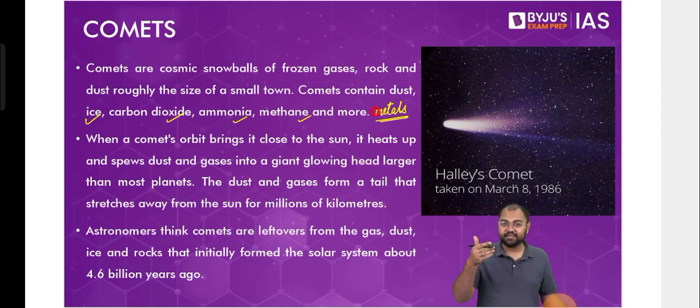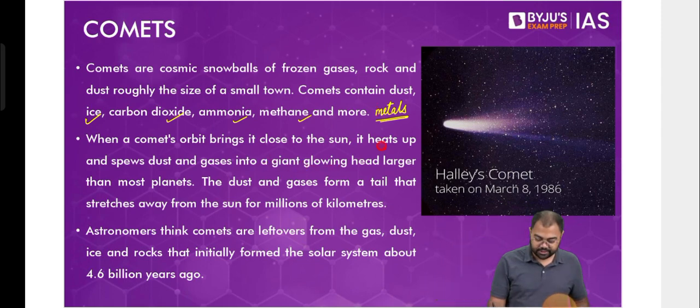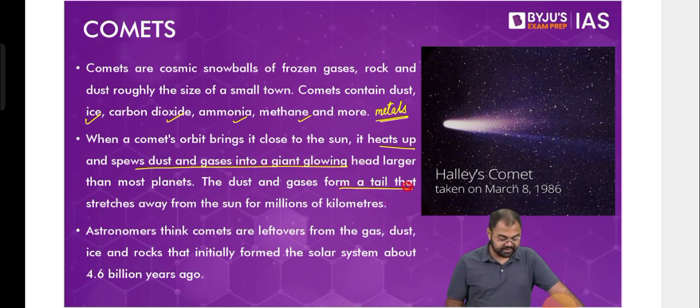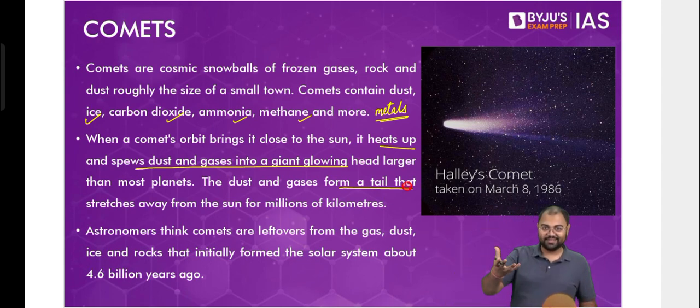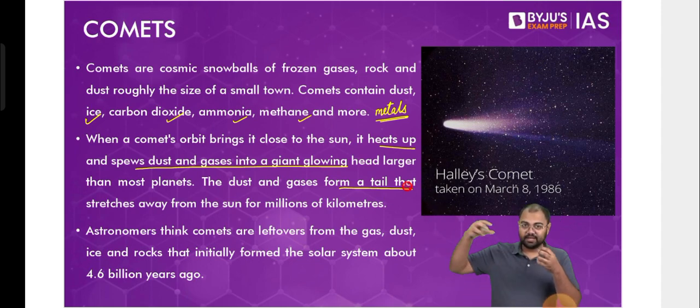And when it comes a little nearer to the sun, it starts to heat up, and because of that, it spews dust and gases into a giant glowing head that is larger than most planets. This is also where it starts to form a tail that is visible. So comets are known for their tail, right? One very particular imagery that we have for comets is how they showcase a tail apart from the body that they have.